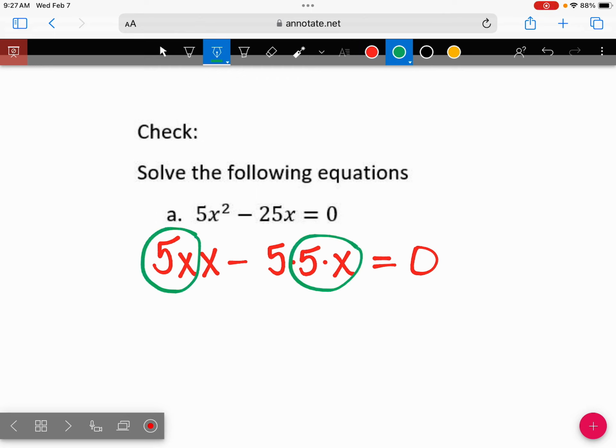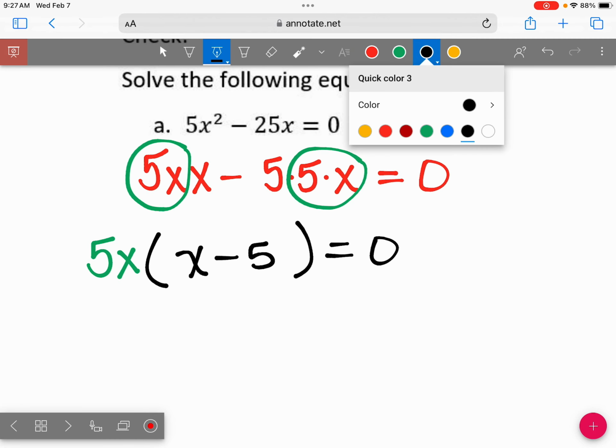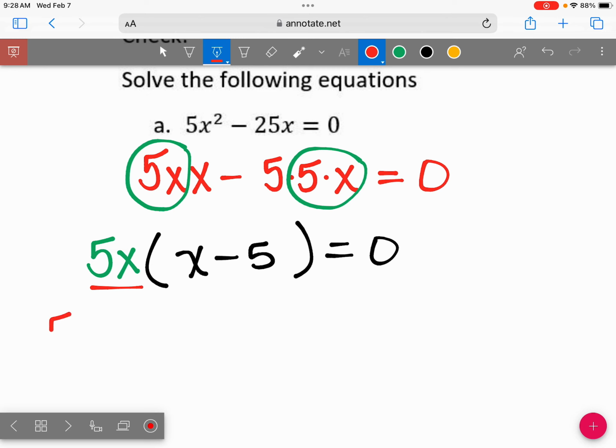Let's circle that. So that 5x comes on the outside, and then we make our parentheses. And what would be left on the inside? X minus 5. Good job. So now we're ready to set both of our factors equal to 0. So 5x equals 0. Go ahead and solve that for x. And x minus 5 equals 0. Go ahead and find your two solutions.